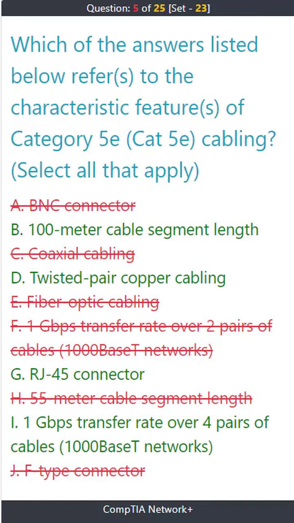The correct answers are B. 100 meter cable segment length. D. Twisted pair copper cabling. G. RJ45 connector. I. 1 Gbps transfer rate over 4 pairs of cables, 1000 base-T networks.